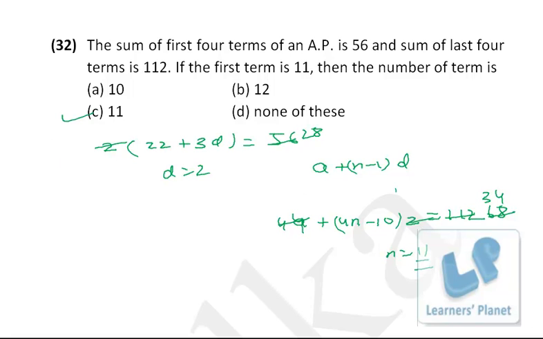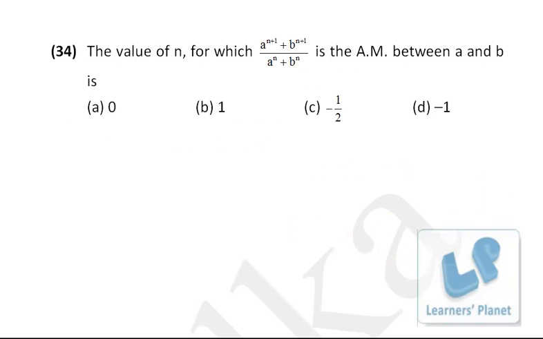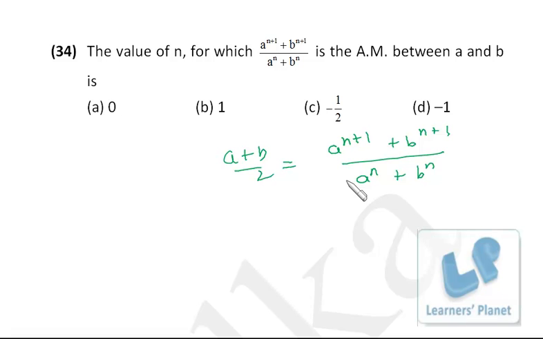I hope you are getting it. The value of n for which this is the arithmetic mean between a and b is, so precisely this is what (a plus b) by 2, right? The arithmetic mean between a and b is (a plus b) by 2, which is equal to (a raised to n plus 1 plus b raised to n plus 1) upon (a raised to n plus b raised to n), right?